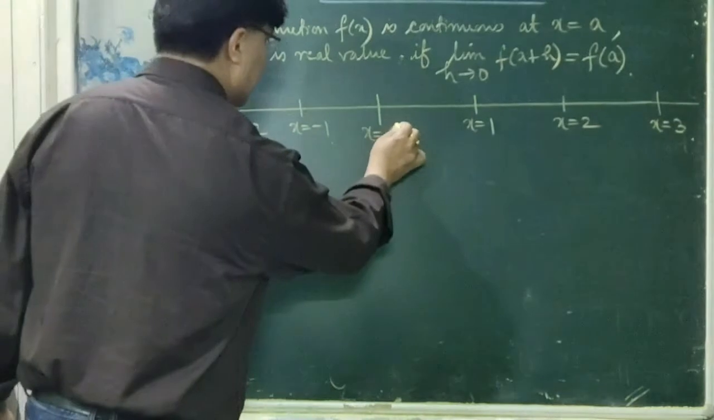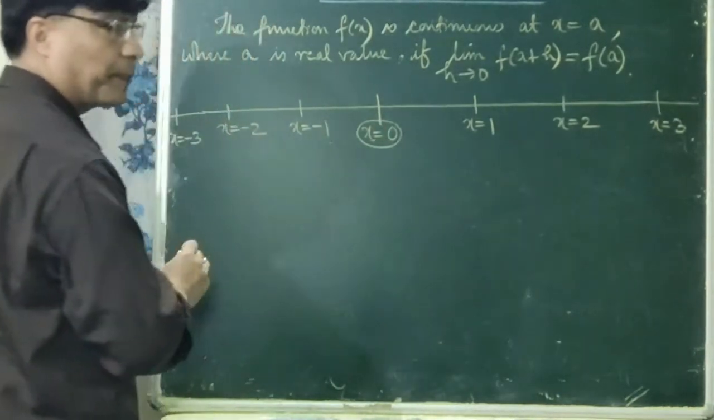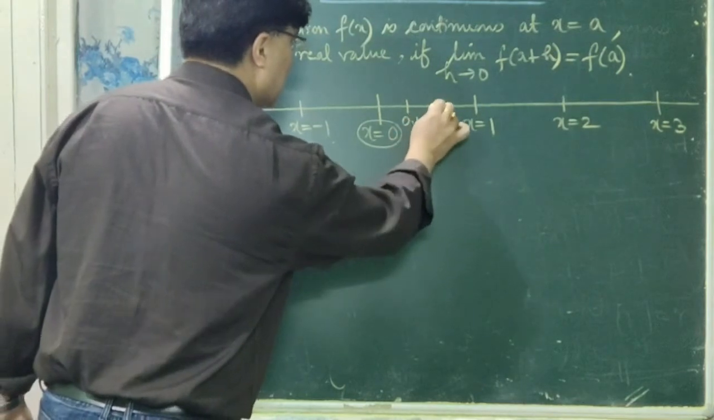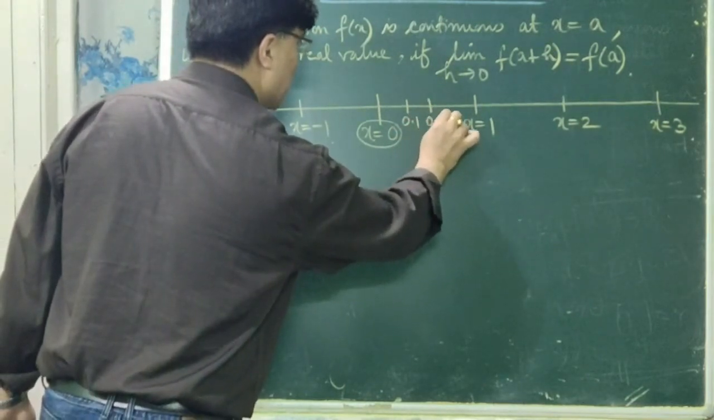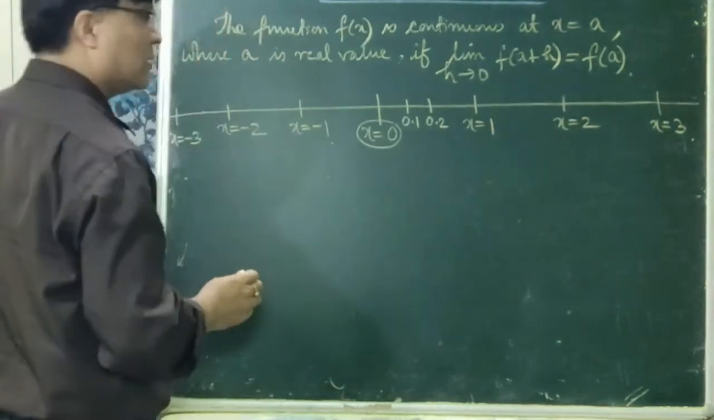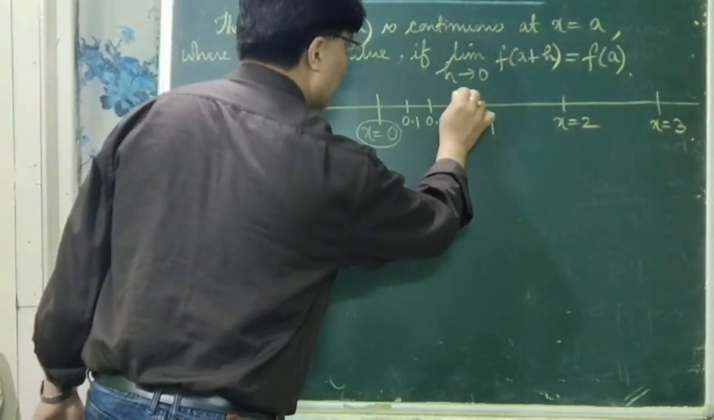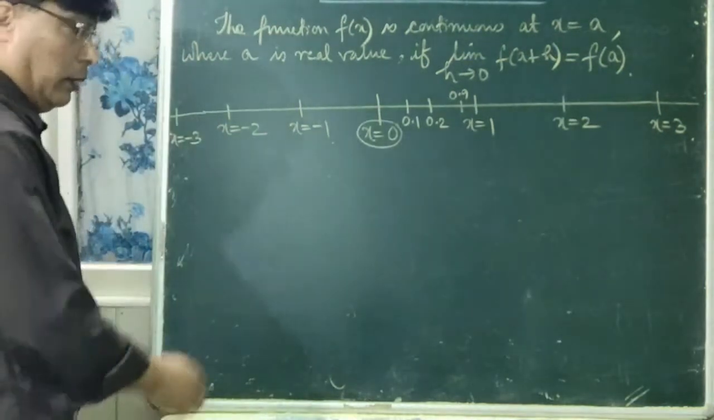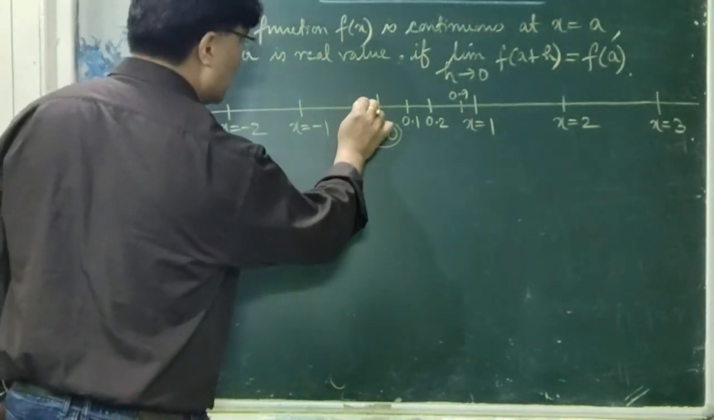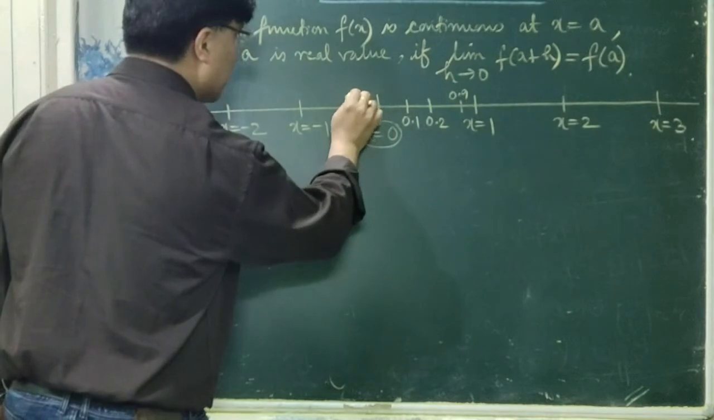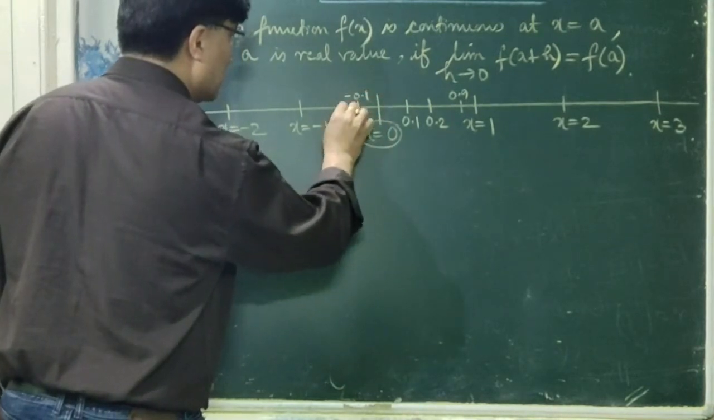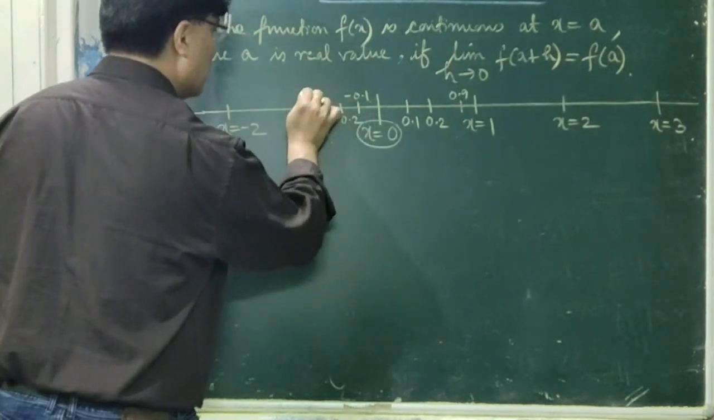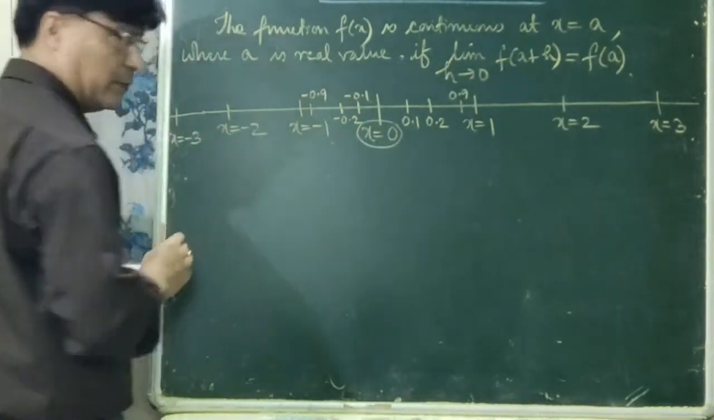So let us take x is equal to 0. Now this point will be 0.1. This point may be 0.2 and so on. And just before x is equal to 1, we have here 0.9. And on the left of x is equal to 0, what will you have? This is minus 0.1. This is minus 0.2. This will be minus 0.9 and so on.